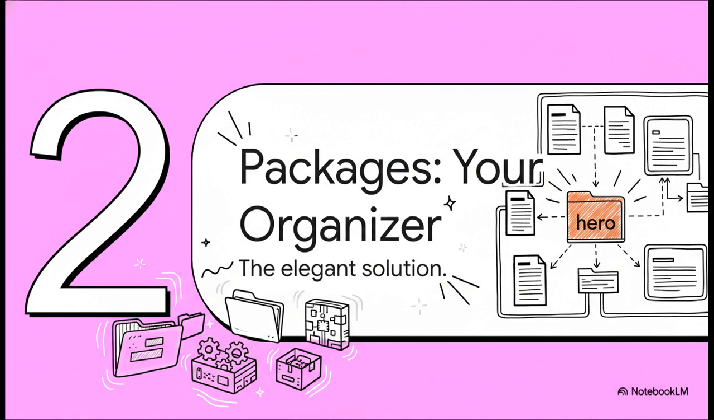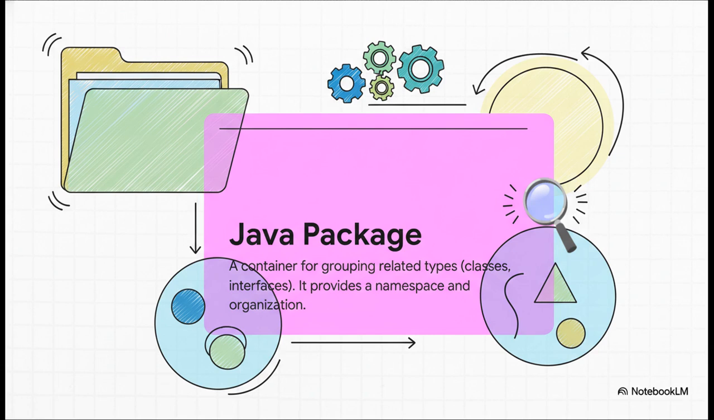This is really the elegant solution to all that chaos. So what is a Java package, really? Well, at its core, it's basically just a container, a folder, for grouping related stuff together. Your classes, your interfaces, you name it. It does two incredibly important jobs. It organizes your code, and it provides what's called a namespace, which is just a fancy way of saying it prevents those annoying naming conflicts.